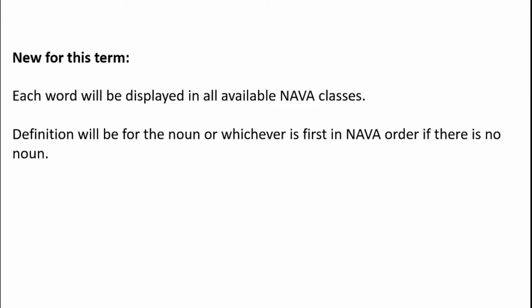And the definition will be for the noun, or whichever one of those is highest up that NAVA order. So if there is no noun, but there's an adjective, we'd use the adjective. If there's no noun or adjective, but there's a verb, we'd use the verb. And if there's nothing but an adverb, we'd be using the adverb. But you'll find that quite a lot of them can be used across different word classes just by changing a bit of the word.